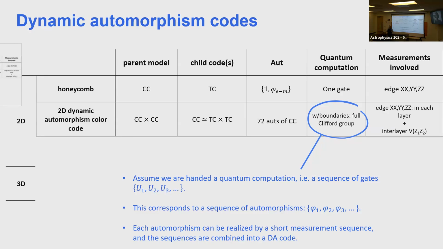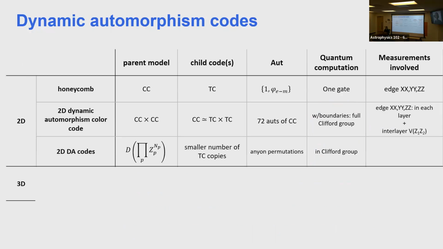So dynamic automorphism codes are codes that are just left to their own devices. You just define them as a measurement sequence, and left to their own devices, they just perform quantum computation themselves. So your logical information doesn't just live in the code, it also undergoes the desired logical quantum computation.